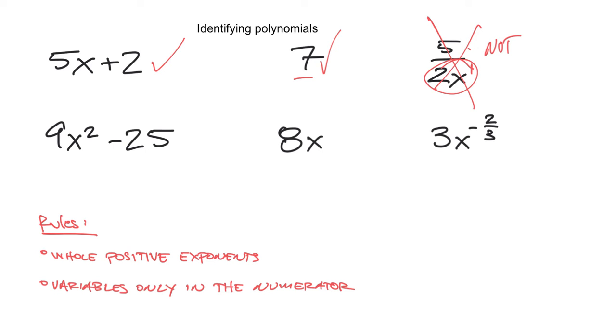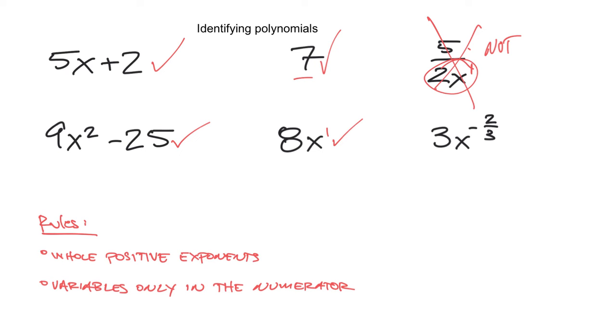Let's look at 9x squared minus 25. I have only positive or 0 whole numbers in the exponent, and I do not have any variables in the denominator. They're only in the numerator. Boom, good to go. 8 times x. I have a 1 for an exponent. That's a positive whole number, and I don't have any variables in the denominator. We're good.